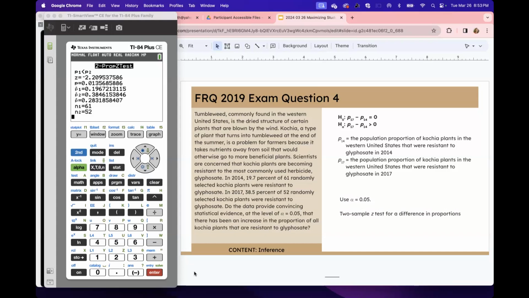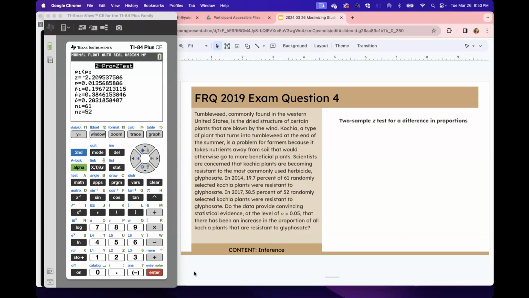Now the full name of the procedure is that long name. Students could certainly write 2 prop z-test. The exam question writers are not going to use 2 prop z-test. They're going to write the long name. So students do need to know the long name, 2 sample z-test for a difference in proportions. And then after we've done that, we need to check our conditions if we're doing the full procedure.